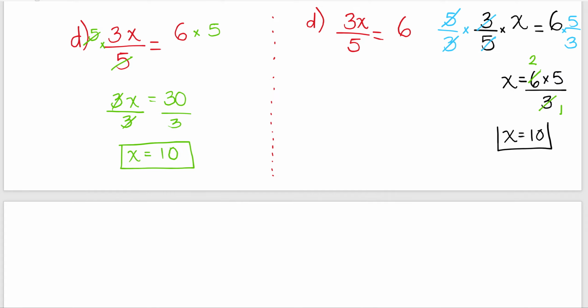It took me longer to do it this time because I was explaining it, but if you learn to do it in this way, that the inverse operation of multiplying by a fraction is multiplying by the inverse fraction, then you're going to save a lot of time solving this type of question.